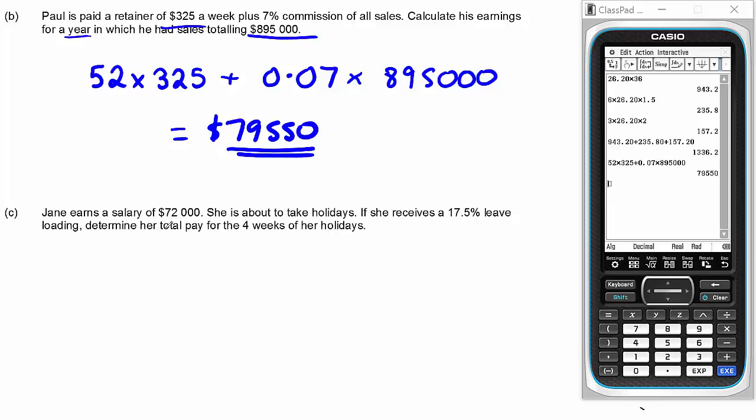Jane earns a salary of $72,000. She is about to take holidays. If she receives a 7.5% leave loading, determine her total pay for the 4 weeks of her holiday.